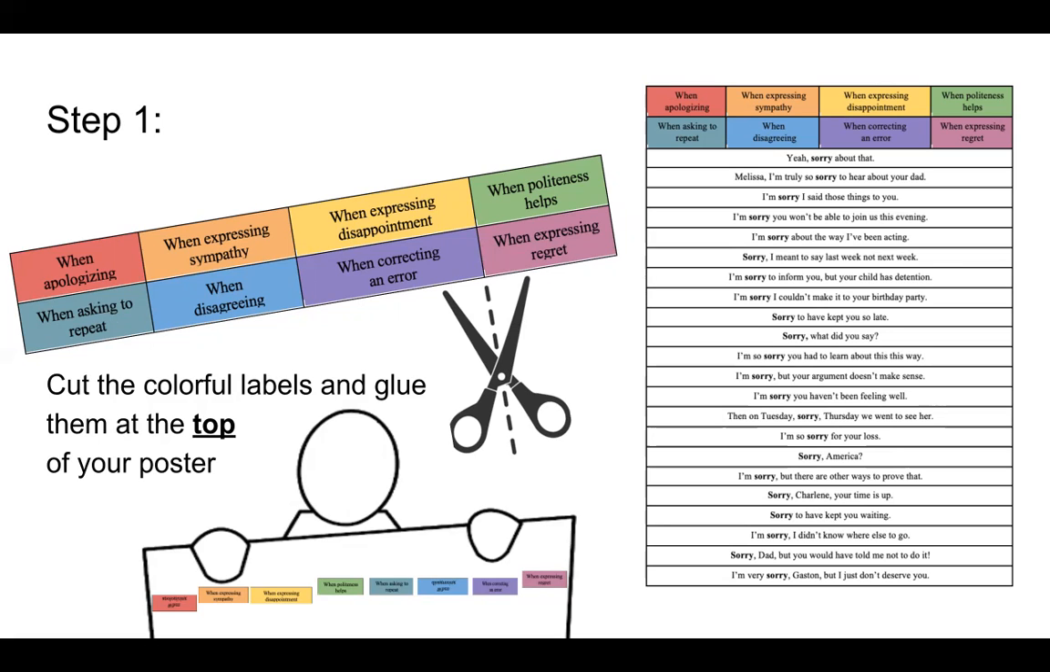So you will really have to read closely and discuss with your group which context these sentences belong to. Recall that without full context, and sometimes even with full context, the word sorry can be used to express more than one thing. It depends. So step one is to cut the colorful labels and glue them to the top of your poster. I did mine in a rainbow. You don't have to do yours in a rainbow.